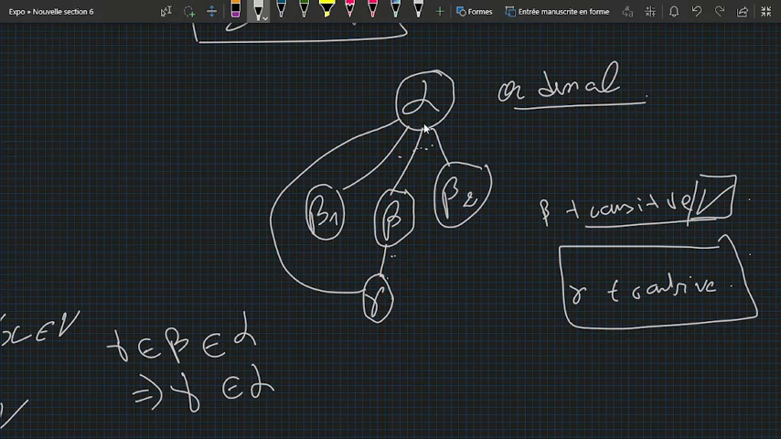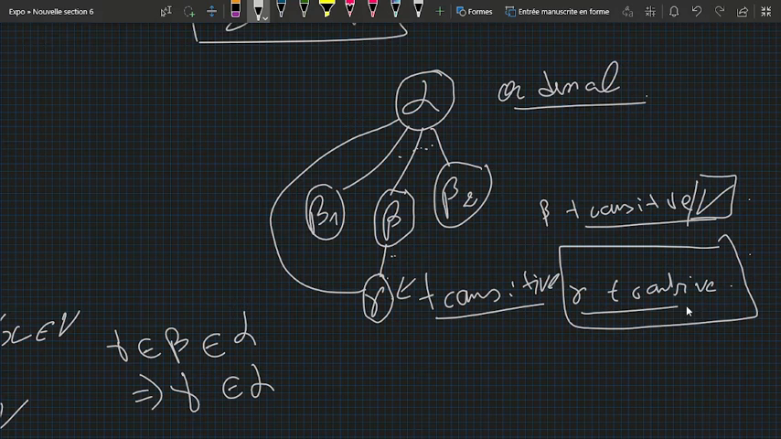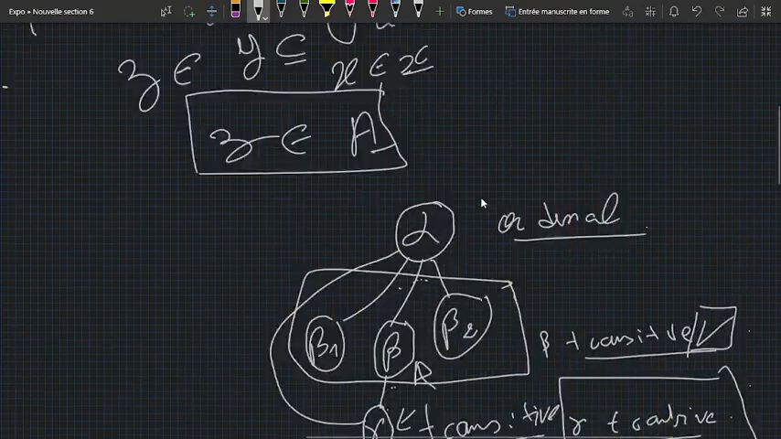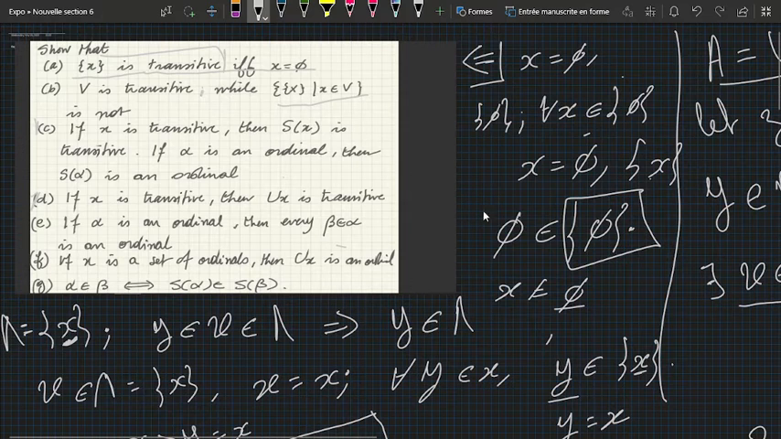And we know that gamma is ordinal, which means it is transitive and all its elements are transitive. Since gamma is an element of alpha, it is transitive. So we prove that gamma is transitive. Then beta is ordinal. So all the elements of an ordinal set are ordinal. I think it's easy to describe it with a tree.